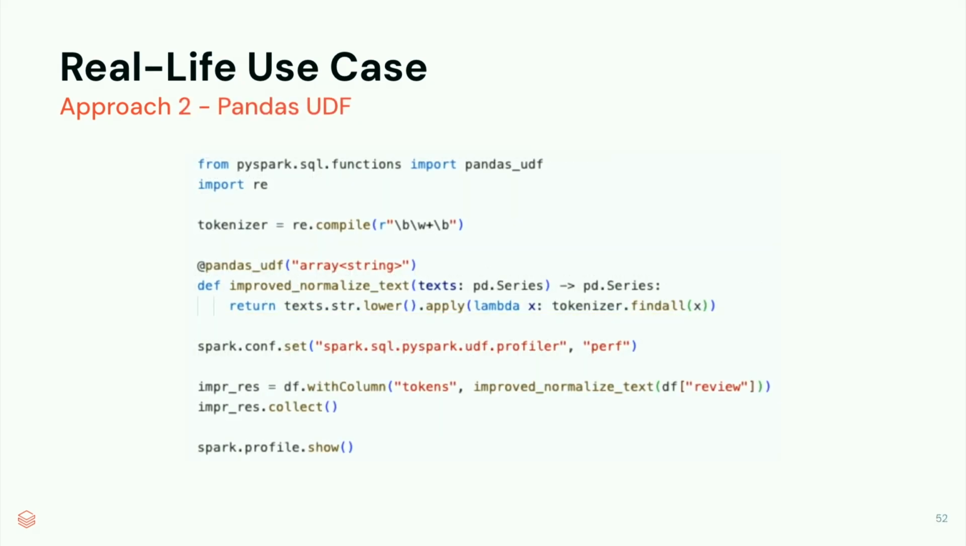And then we want to try how a pandas UDF works. Will it achieve a better performance? So we define a pandas UDF here, which is vectorized and more efficient in general. We call it improved normalized text. It basically does the same thing: lowercase the review text string, and then tokenize it. Again, we register the performance profiler, then apply it to the review column, execute it, and finally show the profile result.